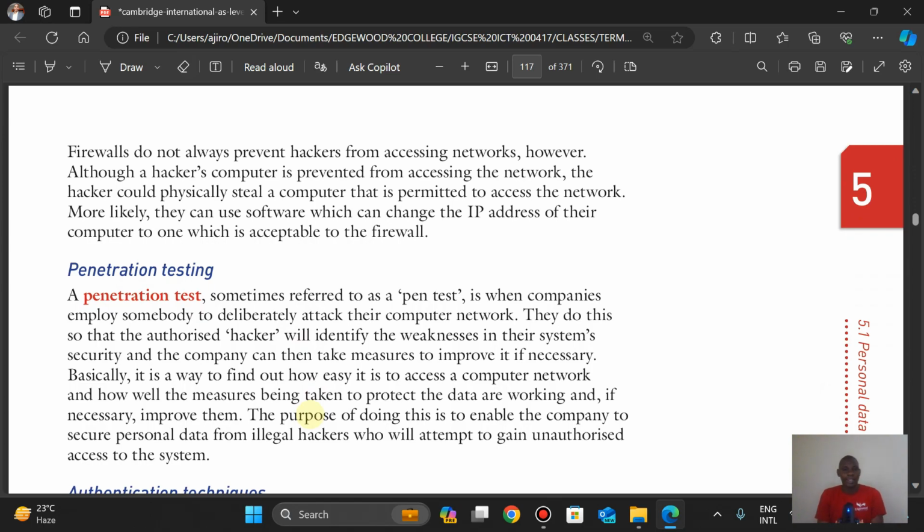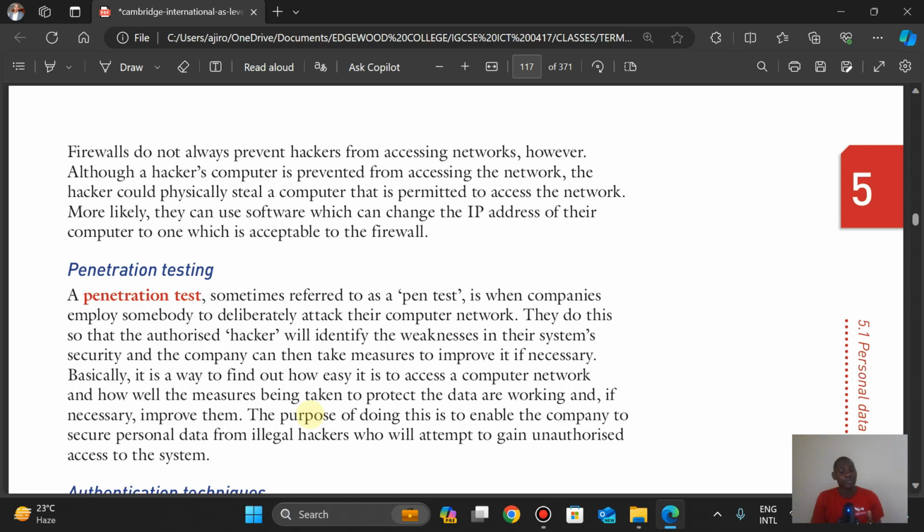Now, finally on firewalls, yes, firewalls do prevent hackers from accessing networks. However, even if a hacker's computer is prevented from accessing the network, the hacker could physically steal a computer that is permitted to access the network. So that does not stop people from accessing the network. They could gain access to a computer that has access to the network. So it is one way to prevent it, but still not the only reliable method of ensuring that the information is safe.